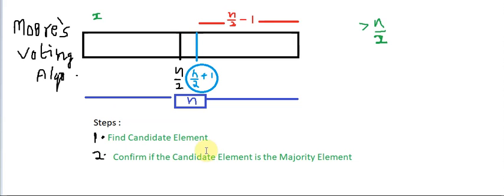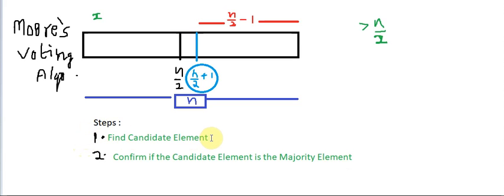And the second step is confirming whether that candidate element is the majority element. So there are two steps in this. One is finding the candidate element, and the second step is confirming if the candidate element is the majority element. If we confirm it as a majority element, we will return it as a majority element, or else we'll just say majority element doesn't exist. So only two steps are there. This is a very simple algorithm.